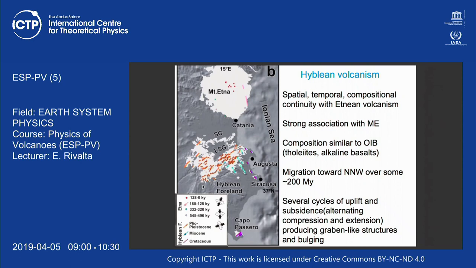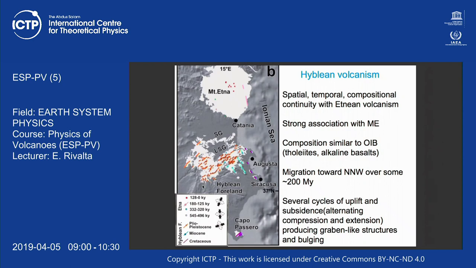At the time, subduction was way far away. It had nothing to do with the subduction. There was rifting at the time, and there were also cycles of decomposition. Hyblaean volcanism is even more similar to ocean island basalt. This is OIB. So basically, this is a very, very primitive composition, like ocean island basalt. Etna is a bit different, but it is continuous.